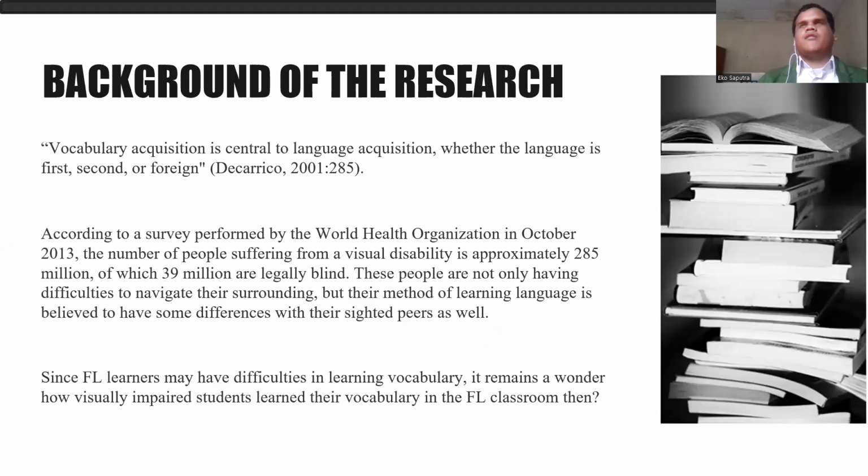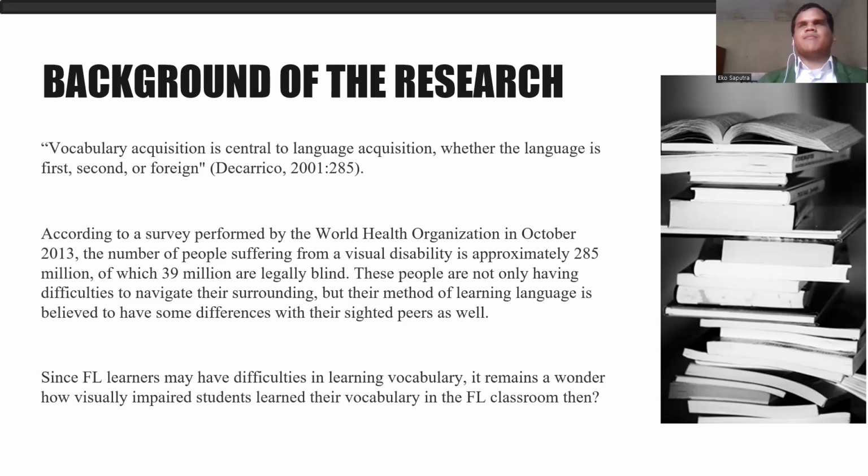First of all, why did I take vocabulary? Because as we know, vocabulary is the central of language acquisition, whether that language is first, second, or foreign language. Without the knowledge of vocabulary, it's impossible to understand a language.